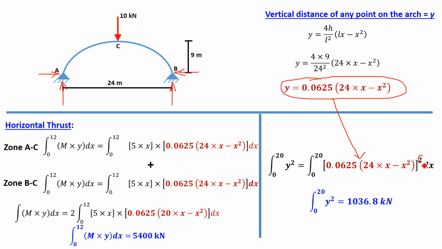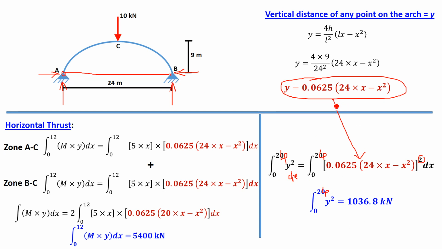This is square. Now limits of y square integration are complete from support A to support B, that is 24. It's not 20, it is 24 meter. Please make it correct. It is 24 meter. Right? 0 to 24 y square, from left support to right support.